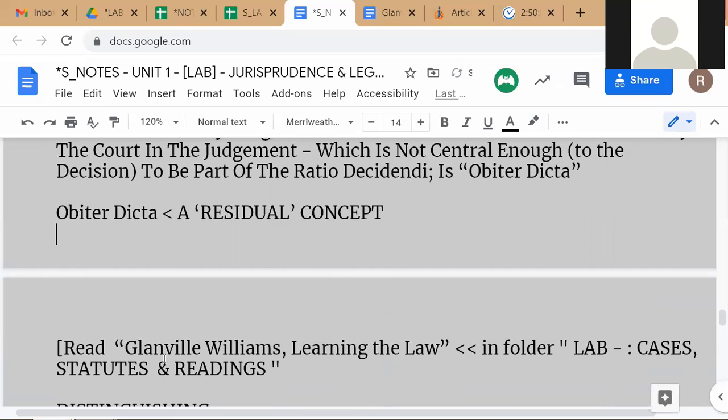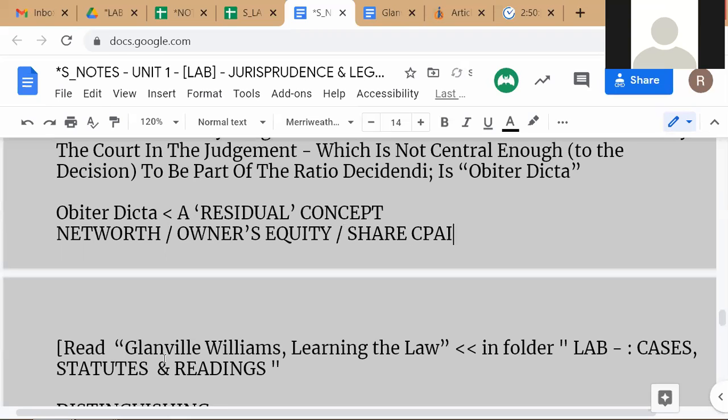So something else which is a residual concept is net worth, or basically, we use a slightly American term actually, owner's equity, which in India we sometimes also call share capital and reserves. I'm referring to them as the same thing. Net worth, owner's equity, share capital, reserves. These are all also a residual concept.